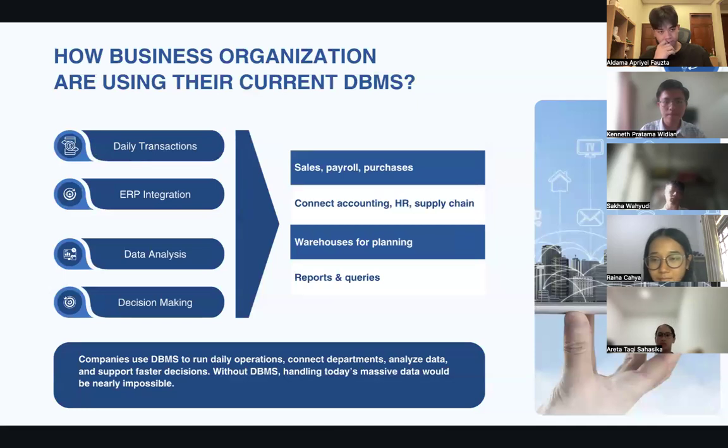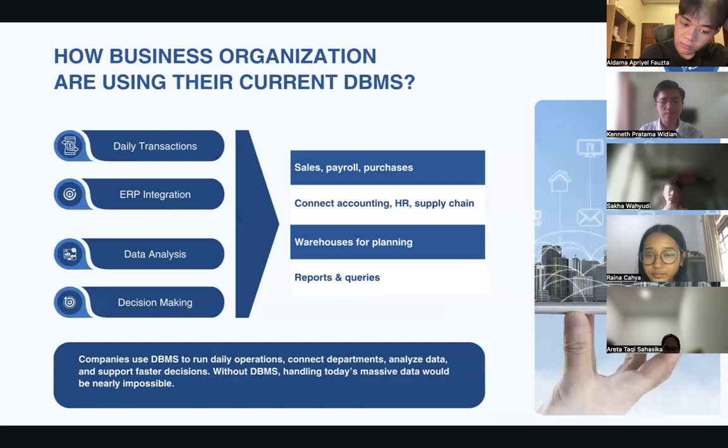Next is how business organizations are using their current DBMS. For daily transactions, a DBMS records everyday business activities like sales, payroll, or purchases. Next is ERP integration, where ERP systems run on a DBMS to connect departments in an organization, such as accounting, HR, and supply chain, so that they can share the same data. For example, if HR updates employee info, accounting sees it immediately for payroll. The third is data analysis, where companies use a DBMS to build a data warehouse, which helps them see patterns and plan ahead.